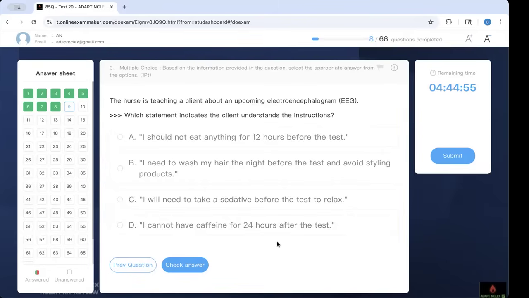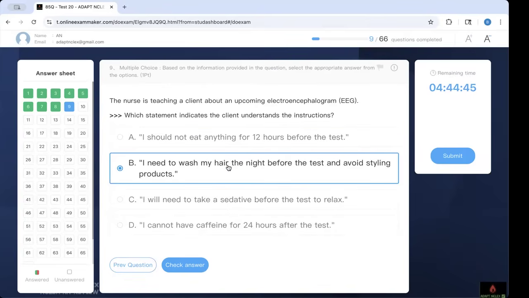With an EEG, we just come in, put electrodes on your head, and then monitor you. That's all. You can eat before the test. The only thing is you can't put anything in your hair so that the probes can stick. We're not going to give you any sedation. We're just watching you. I cannot have caffeine for 24 hours after the test? You can have caffeine. That's all.